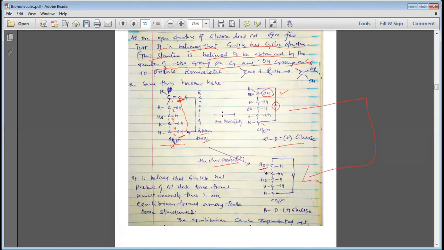Once again, let me revise, my dear students: when the first carbon of glucose combines with the fifth carbon of glucose, we get the cyclic structure of glucose. The cyclic structure can have two possibilities. In the first, the OH group on the first carbon is on the right hand side; in the second, the OH group on the first carbon is on the left hand side. If the OH group on the first carbon is on the right hand side, we call it alpha-D-glucose, and if it is on the left hand side, we call it beta-D-glucose.